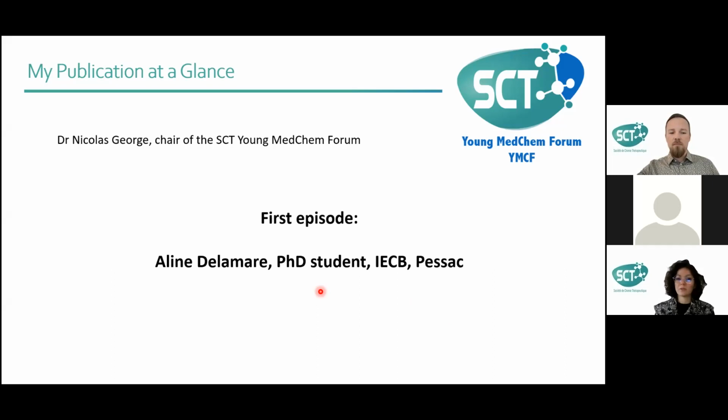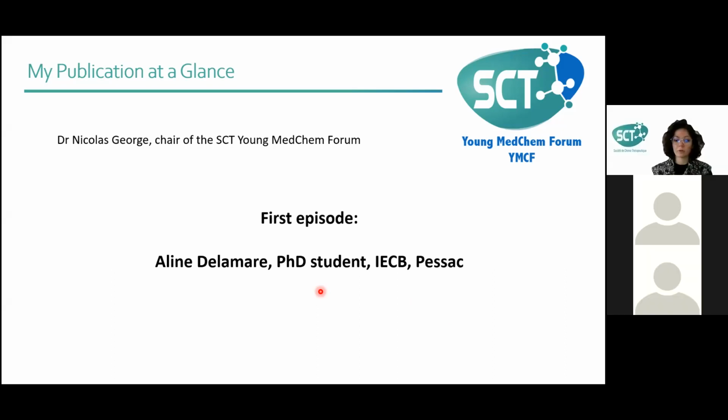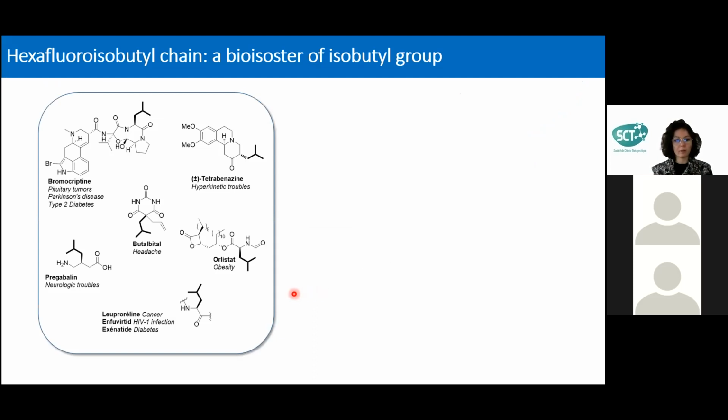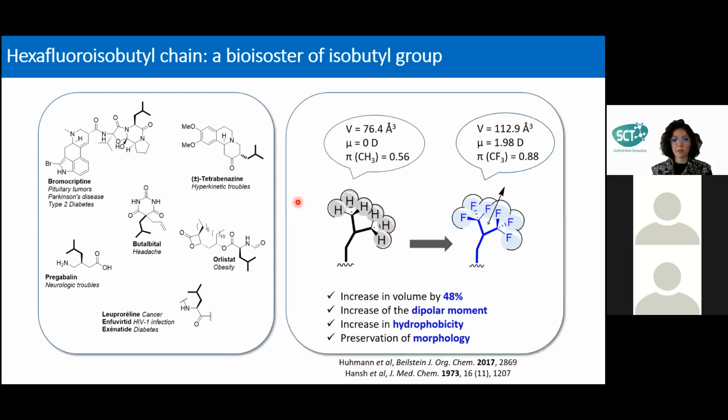So today I will present our latest methodology enabling the introduction of the hexafluoroisobutyl group via a tandem process. The isobutyl side chain notably constitutes the side chain of leucine, which is present in many therapeutic peptides, but also a myriad of other drugs, such as butalbital and tetrabenazine. Changing from the isobutyl to the hexafluorinated analog increases the volume by about 48%, the dipolar moment, and the hydrophobic character, while maintaining the global morphology of the hydrogenated side chain.